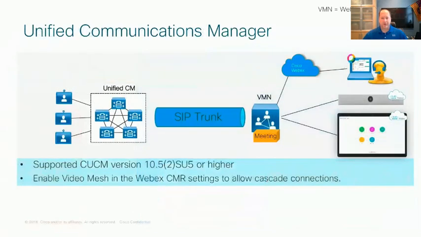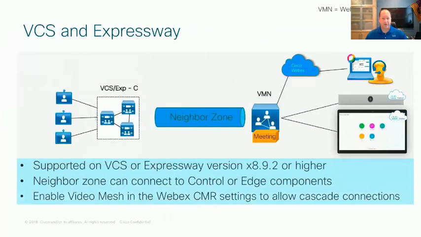So I mentioned this integration with on-premise devices. There are two ways you could do this. If you have an existing Communications Manager infrastructure, just like we talked about for Webex Edge, you can create a SIP trunk, similar to what we did in Webex Edge Audio, and connect it directly into the video mesh node so you can host any of those participants that are registered to Communications Manager. In addition, we could do the same thing for the Expressway registered devices. Create a neighbor zone, which is a similar concept to the SIP trunk, to the video mesh node.